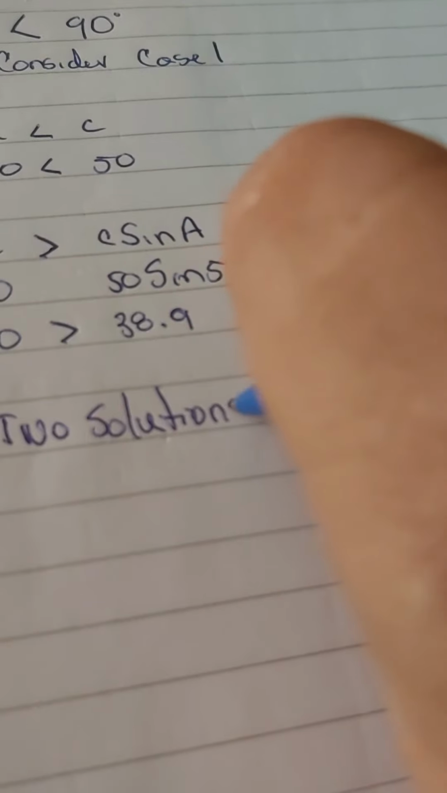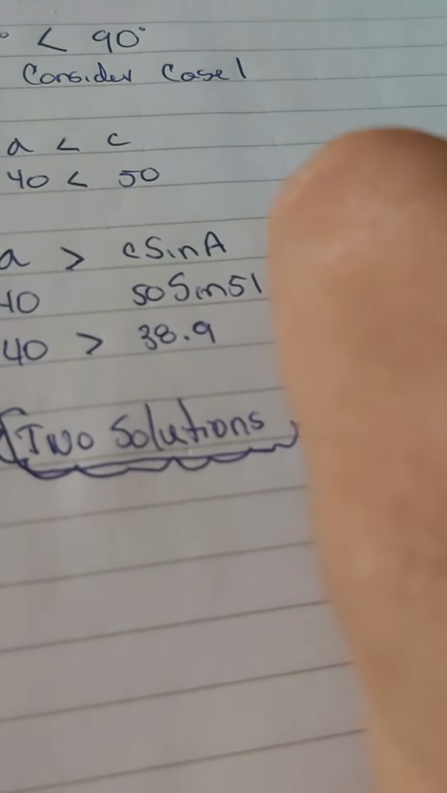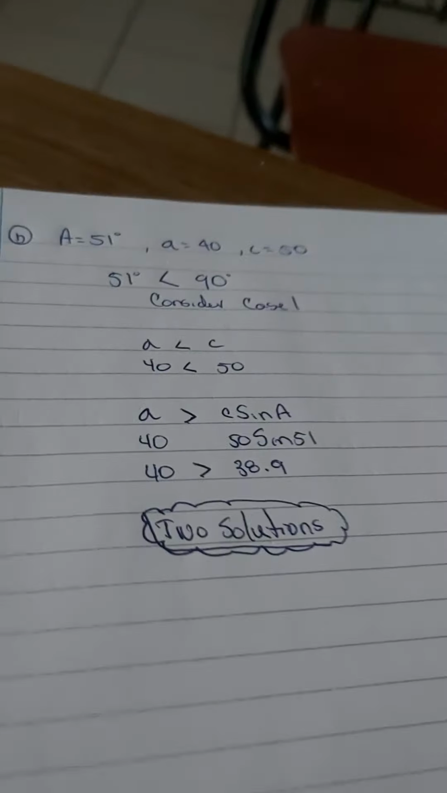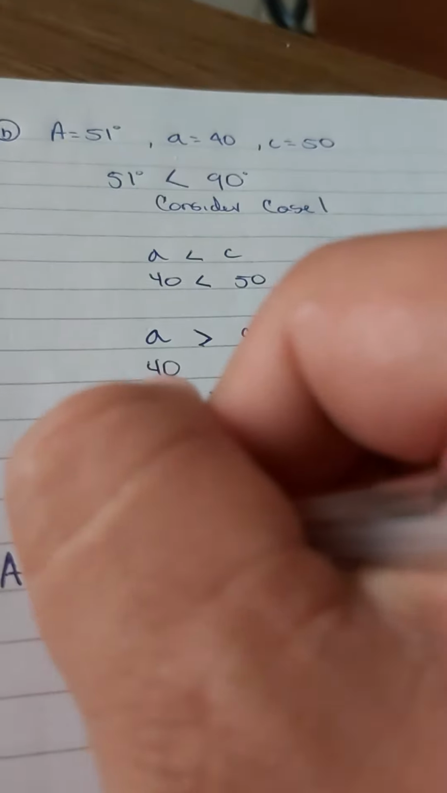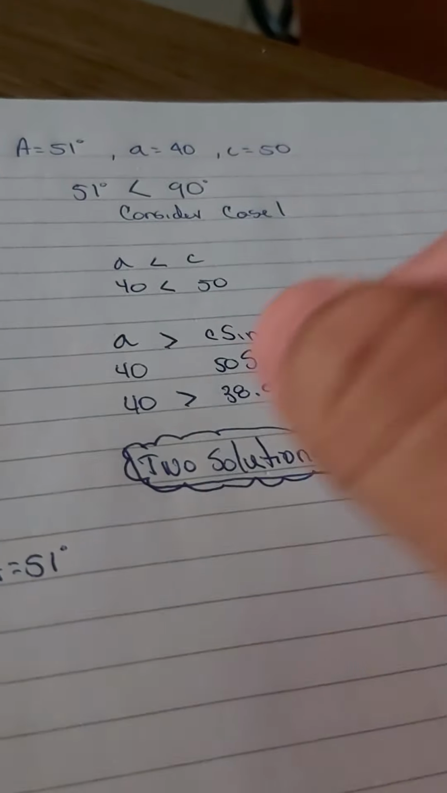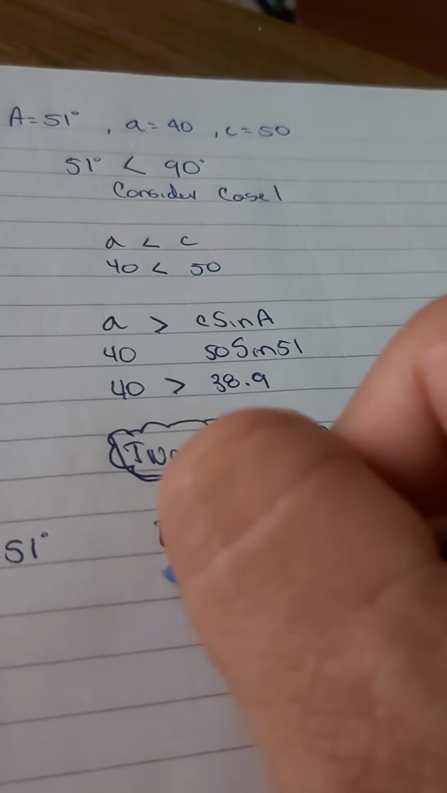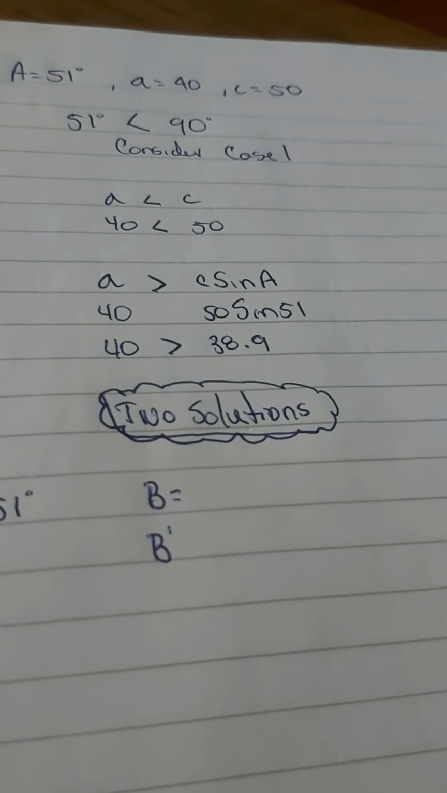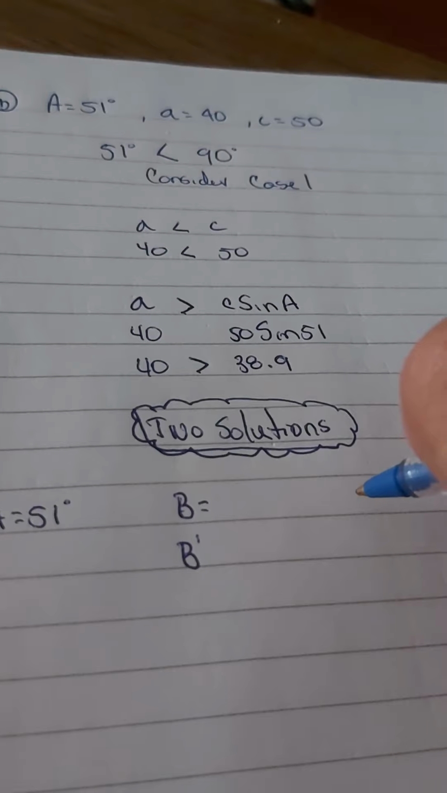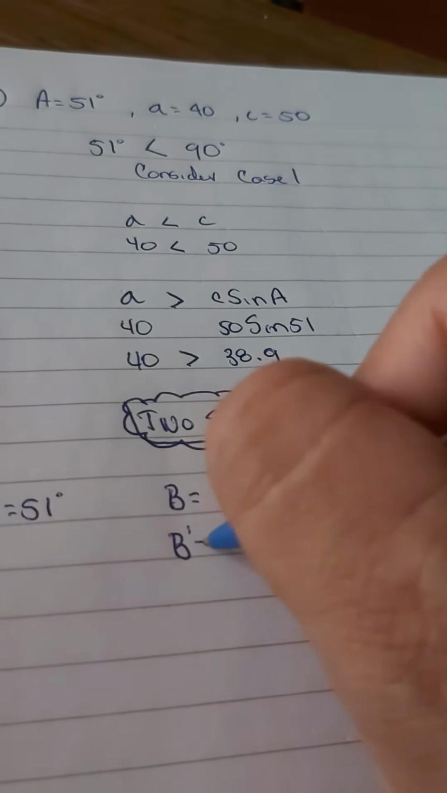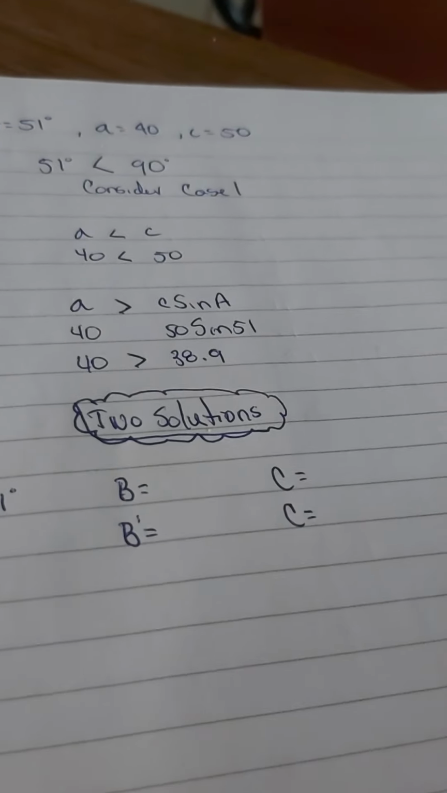Two solutions. We just determined how many solutions. So what does it mean? We have angle A equals 51 degrees. So we need to find angle B and a second angle B, angle C, and the second angle C.